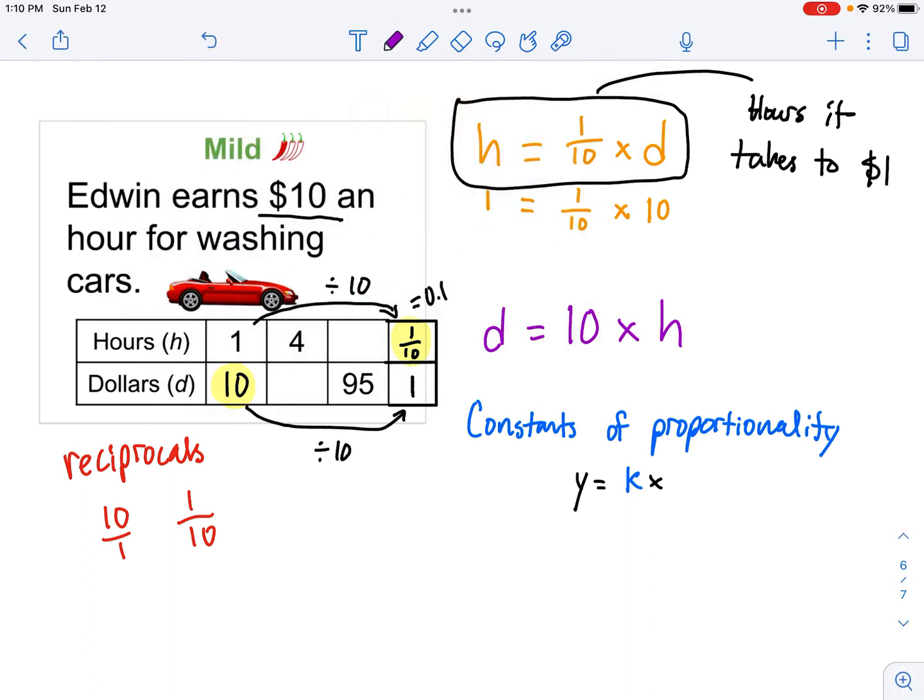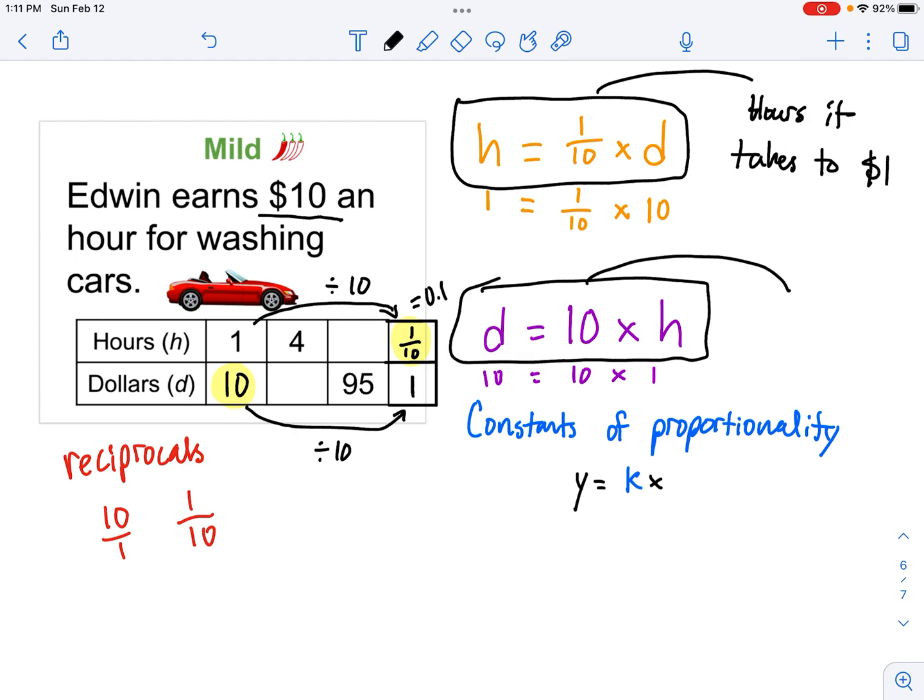If we do this time, d is 10. 10, is that equal to 10 times 1? Yes, it is. And I just used this table entry. Okay, so here are my two equations. And that should make sense too, because 10 represents that every hour he makes $10. So if you multiply 10 by the number of hours, you'll get the total amount of money that he made.